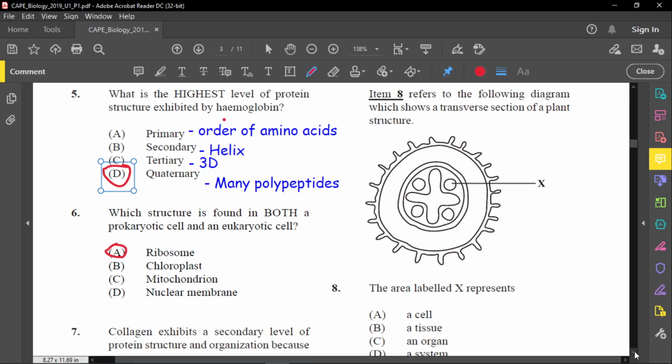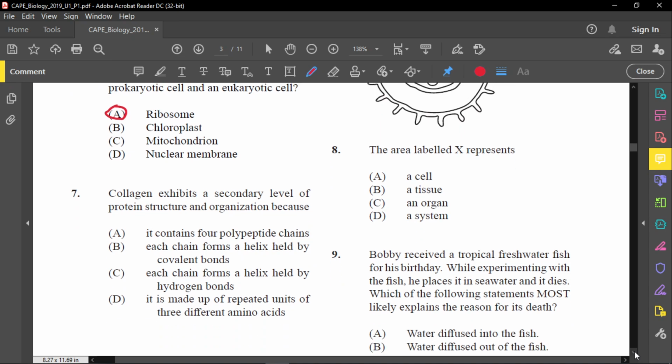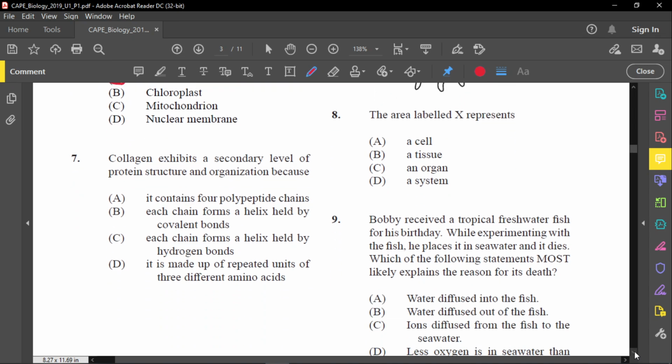It said collagen exhibits a secondary level of protein structure and organization because, I know we're talking about here now, remember this word, secondary structure. What secondary structure is, again, remember we say this is where the helix forms, right? And so what you need to think about is helix. Secondary deals with helix, as I mentioned earlier. It contains 4 polypeptide chains. And once it's a polypeptide chain you're talking about here, it is a quaternary structure. So this could not be the answer. A could not be the option, okay?